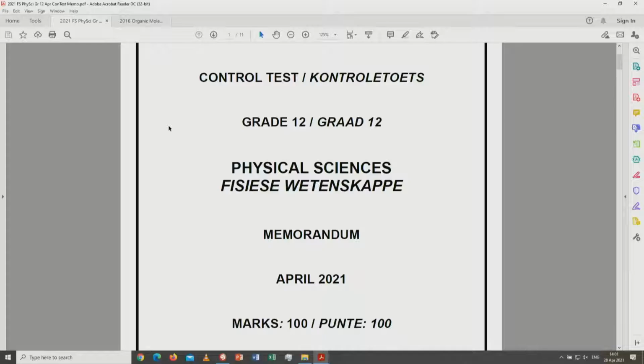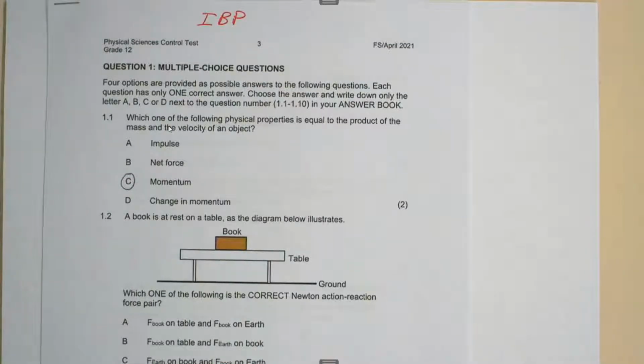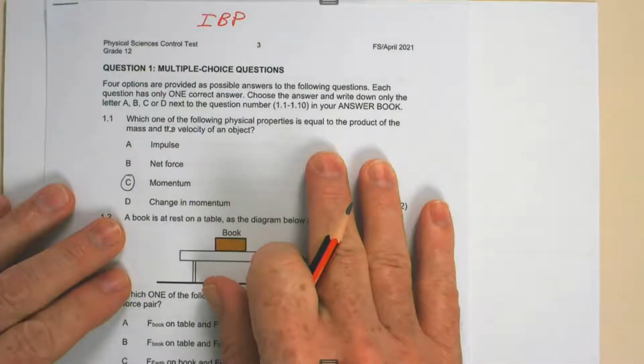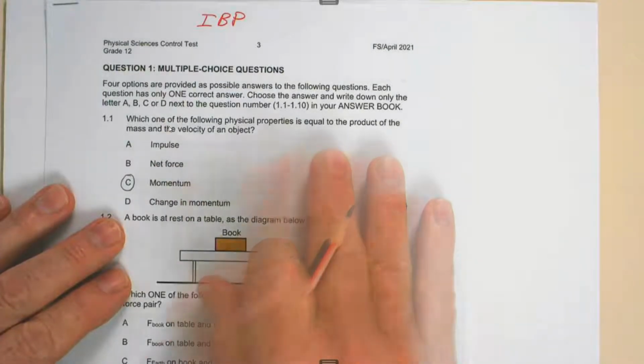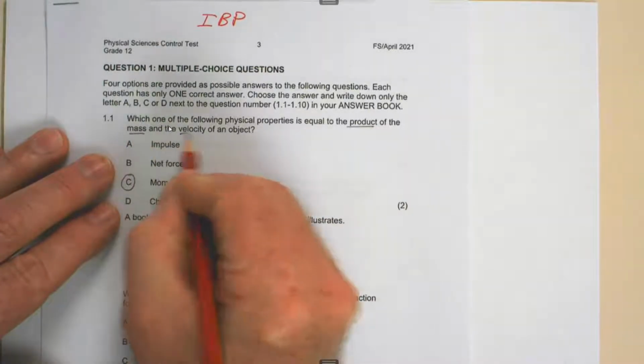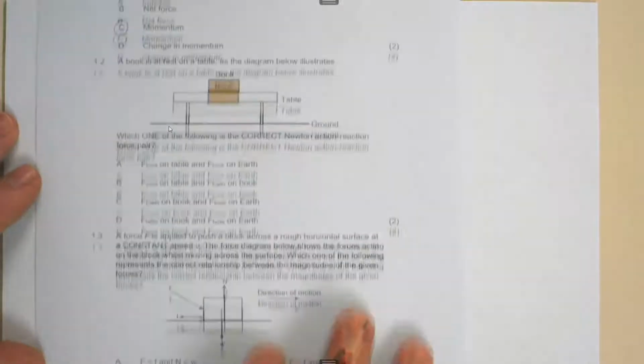Okay, so let's go to question number 1.1. Now, this is purely a multiple choice question based on the definition, so I'm not going to deal with that a lot. You can go yourself, but they talk about it as the product of mass and velocity, which is obviously momentum. So therefore, your answer is C.